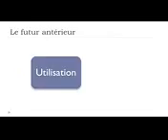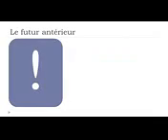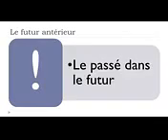So the way we will construct this video is first we'll see l'utilisation, so when do we use this futur antérieur, and then the second part will be la formation, so how do we construct, how do we build this tense, okay? So the first part will be l'utilisation, when do we use it, and so the main, or well, the only concept of this futur antérieur is that it will be used to express what we call le passé dans le futur, so the past in the future.